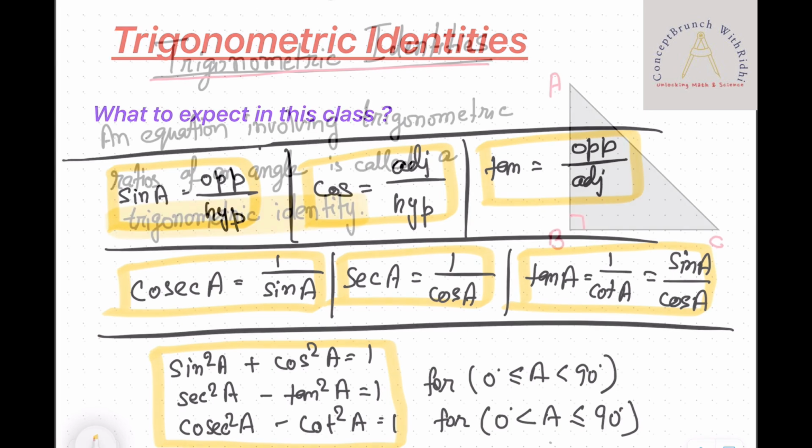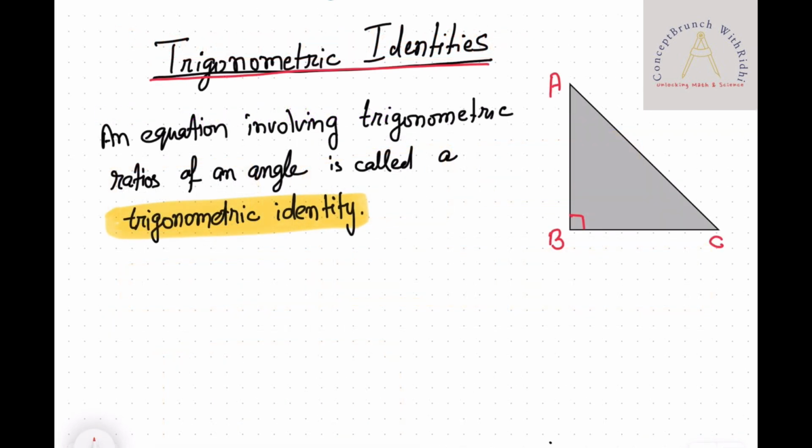build your confidence. You may recall that an equation is called an identity when it is true for all values of the variables involved. Similarly, an equation involving trigonometric ratios of an angle is called a trigonometric identity, if it is true for all values of the angle involved. In this section, we will prove one trigonometric identity and use it further to prove other useful trigonometric identities.